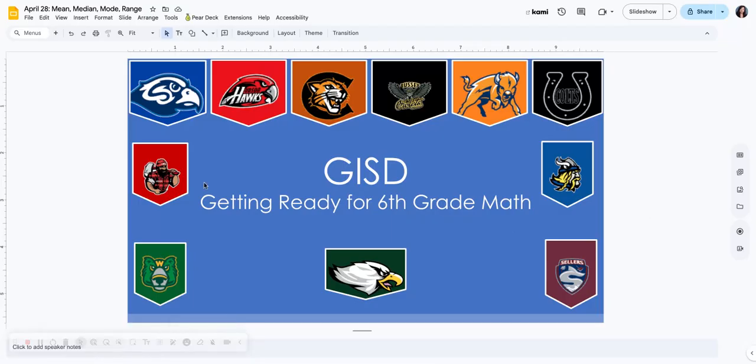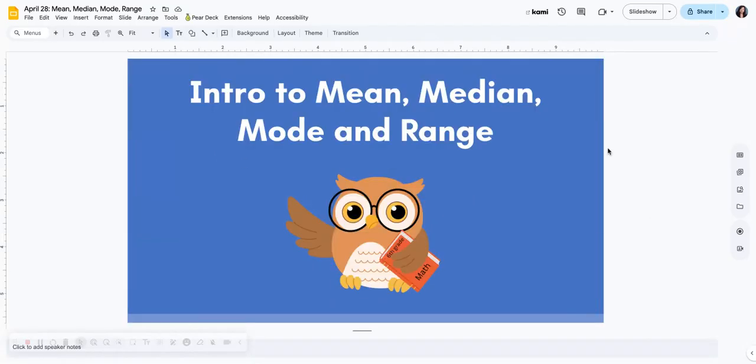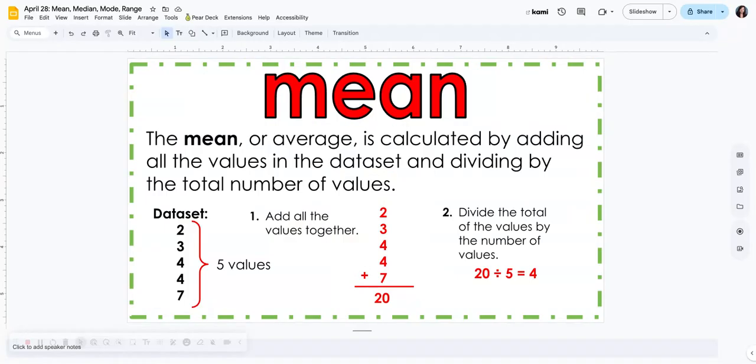Alright, so let's get started. Today I'm going to be talking to you about mean, median, mode, and range. So what is the mean? The mean is the average. Mean is another word for average. The way that we calculate an average is by adding all the values in the data set and dividing the total by how many numbers are in the data set.